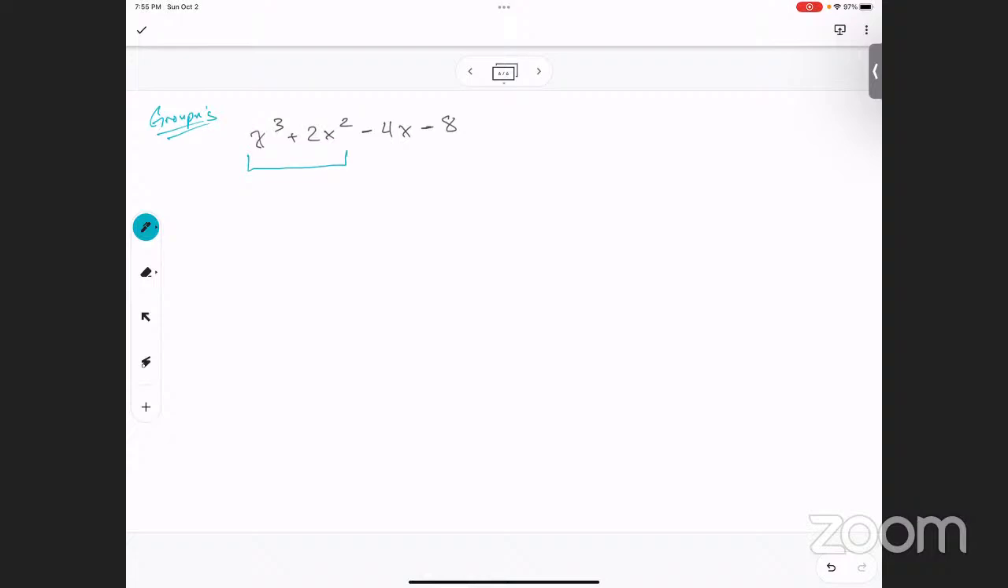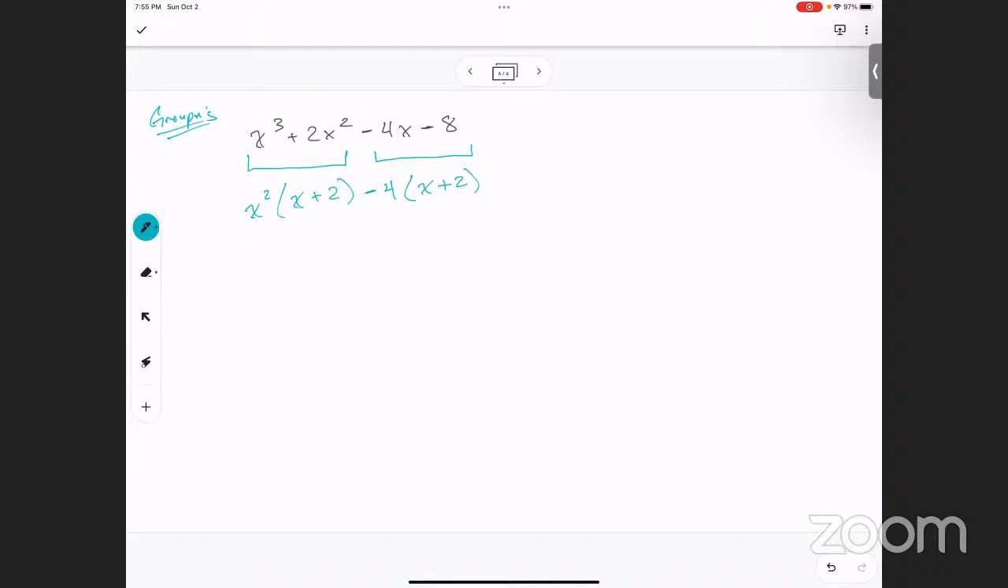An x. An x squared. X squared. And what would be left if you take an x squared out of those? X plus 2. Mm-hmm. And what do these two have in common? A 4. Negative 4. A negative 4. Good. A negative 4. And if I take a negative 4 out, what would be left? X minus 2. X plus 2.